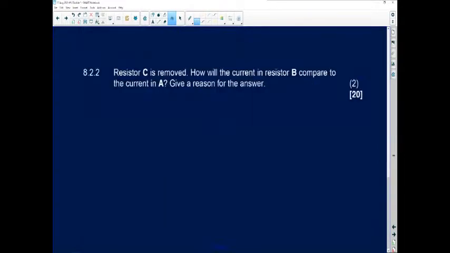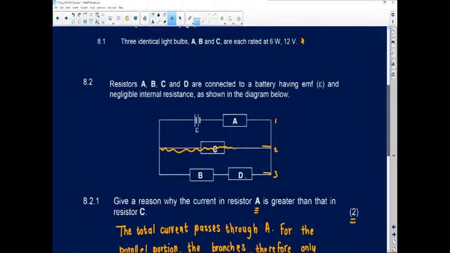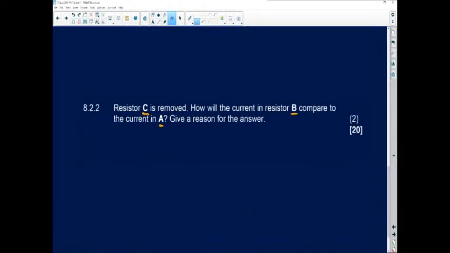Now we have another theory. So now they are telling us that resistor C is now removed. How will the current reading in B compare to the current in A? So we remove C, how will B and A compare? Let's go back up here. So we remove C, so all of that goes away. I don't know if you can see it, but let me use a different color. I want to show you that this actually then changes to a series circuit. So this moves all the way around, there's no branches, it goes all the way up, and so forth. So if we remove resistor C, this actually becomes a series circuit.